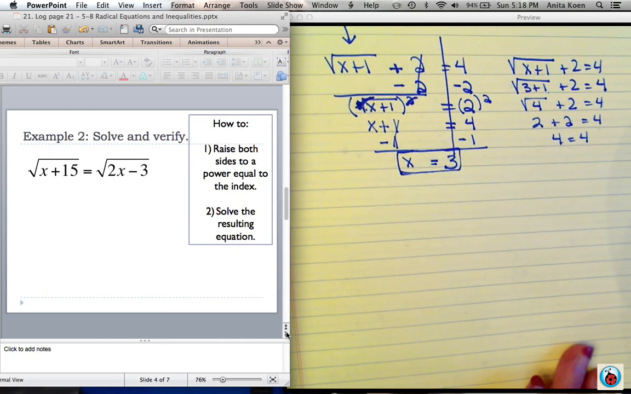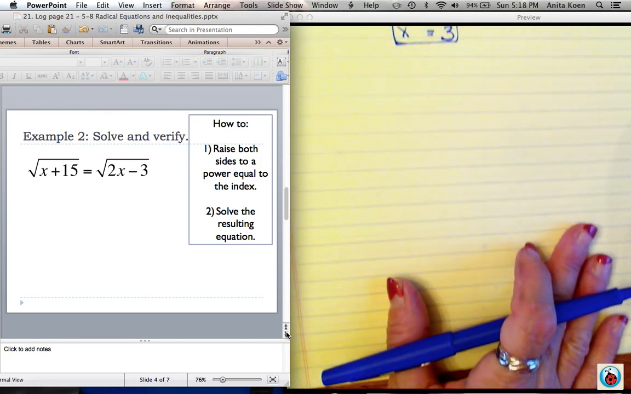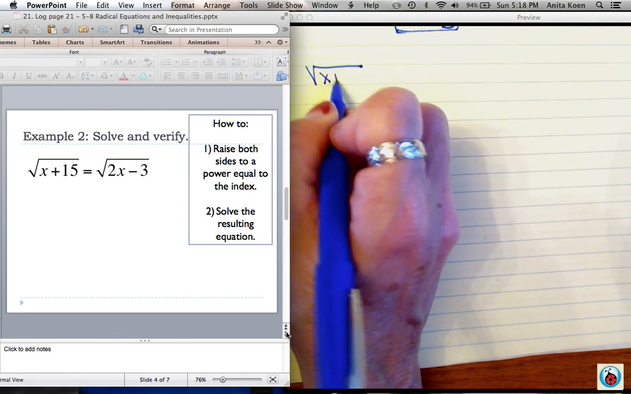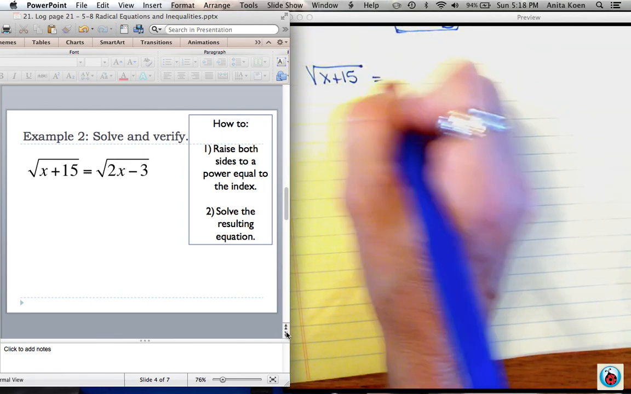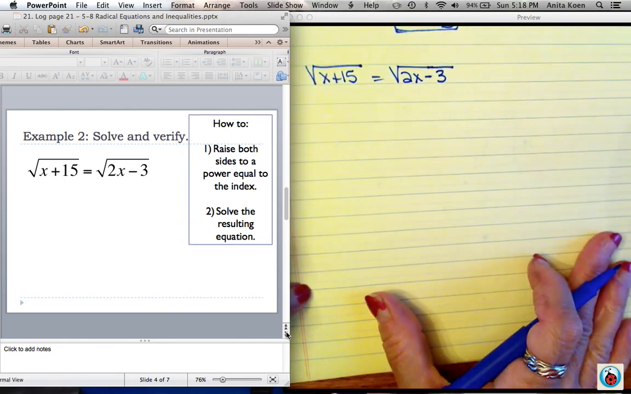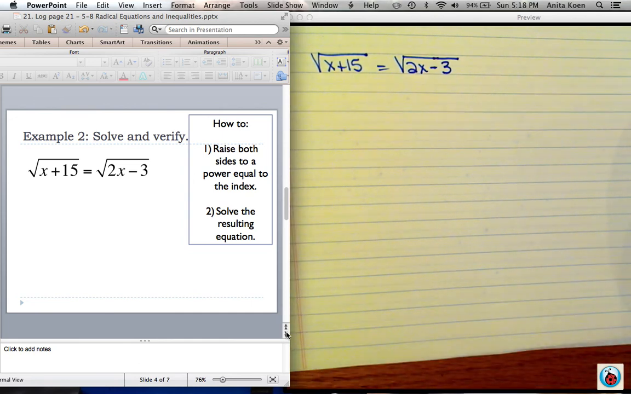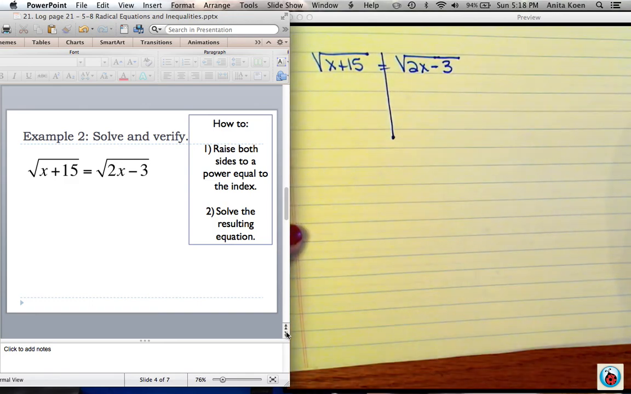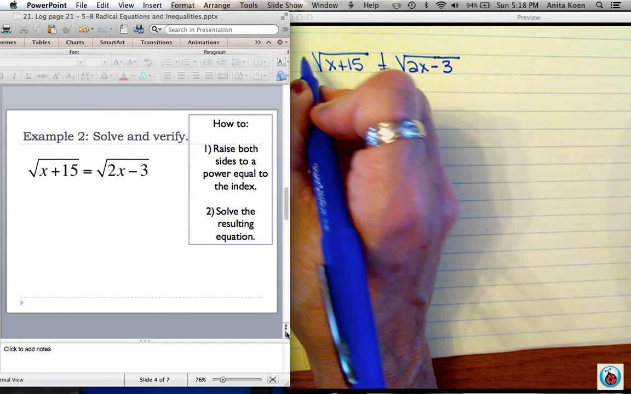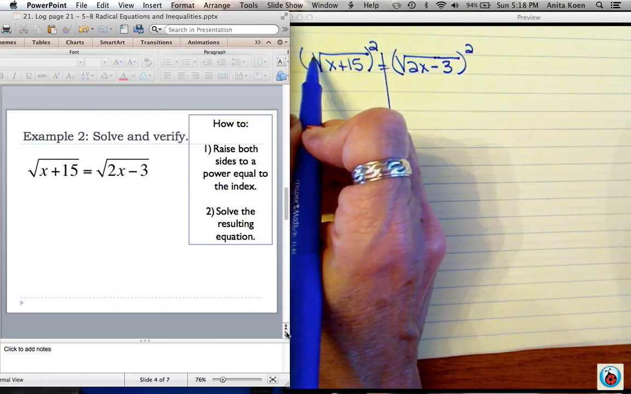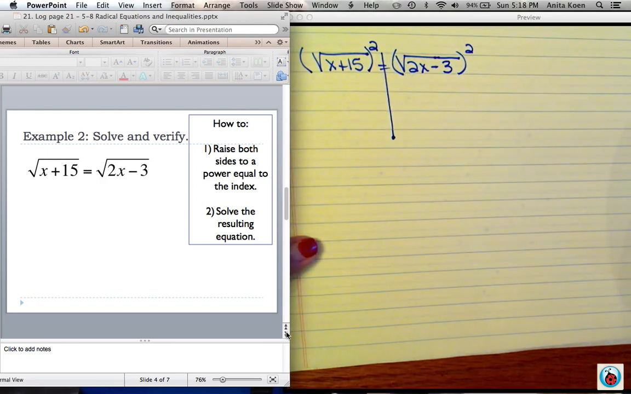Let's look at another example. A second type of example might look like this: the square root of x plus 15 equals the square root of 2x minus 3. Now on this problem, I have two square roots, and they're both already isolated because they're on opposite sides of the equal mark. So the first thing I'm going to do here is raise both sides to a power equal to the index. In this case, my index is 2, so I'm going to square both sides.